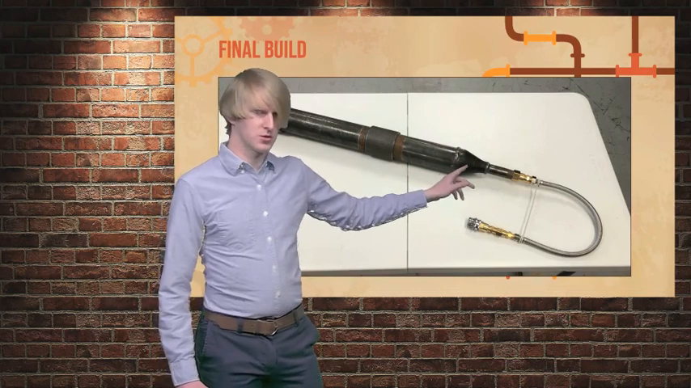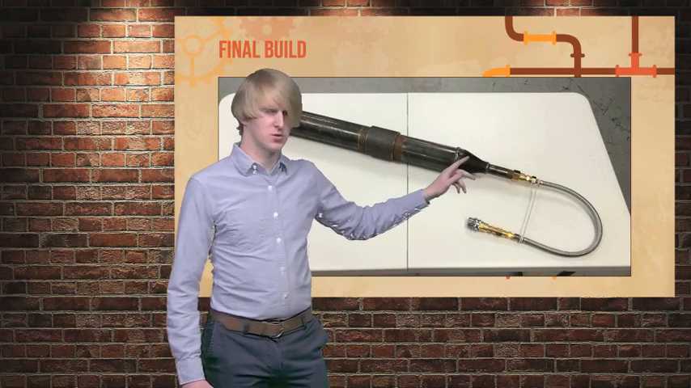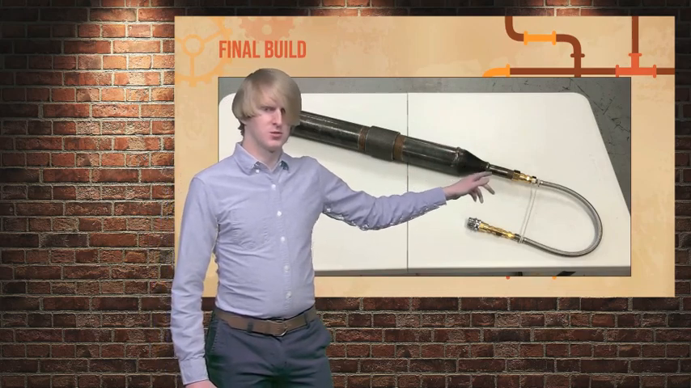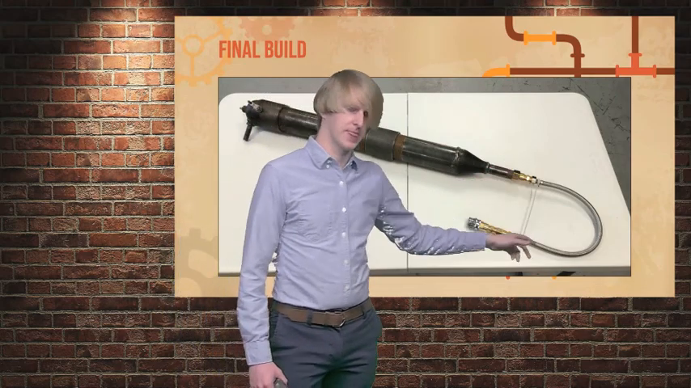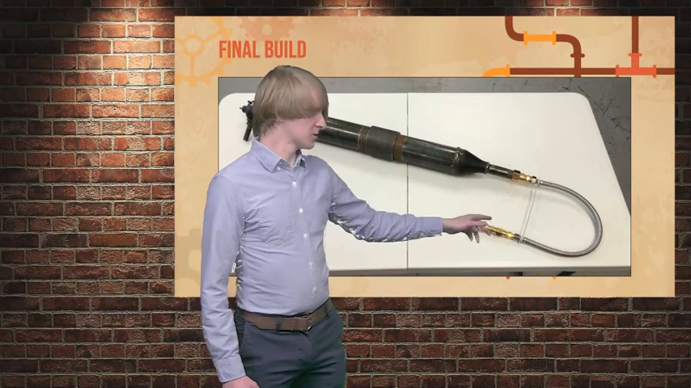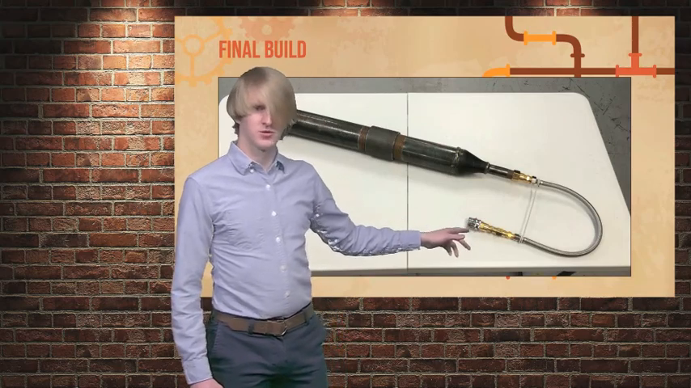Right here we have a reducer and a nipple welded onto the mixing chamber. The nipple is threaded to connect the steel braided hose. Using several adapters, we finally come to our exit nozzle.